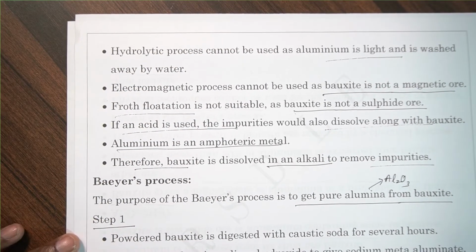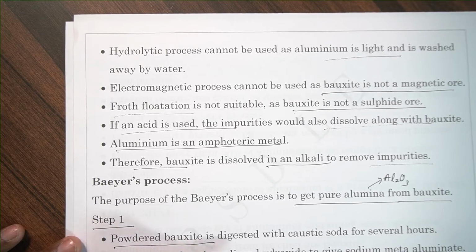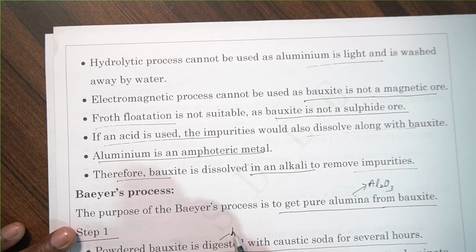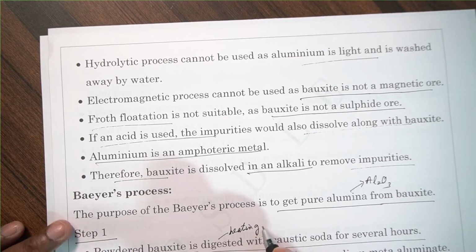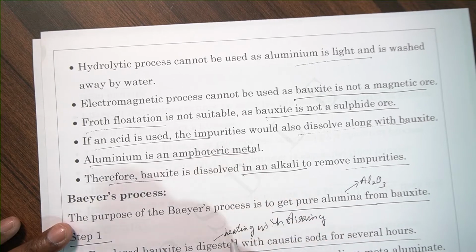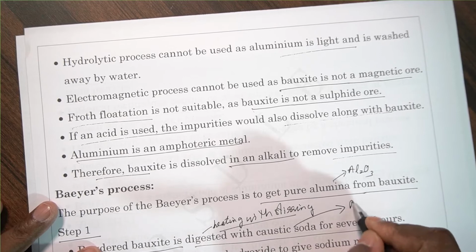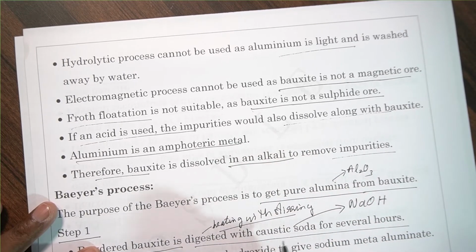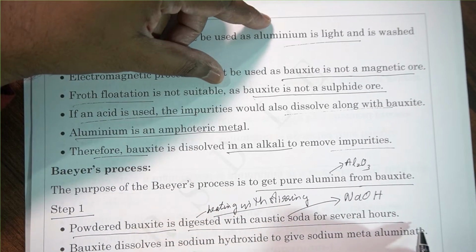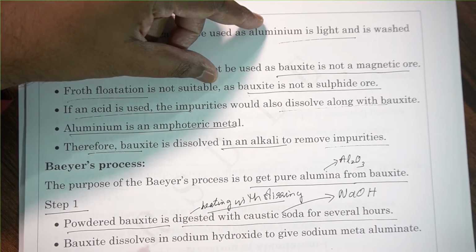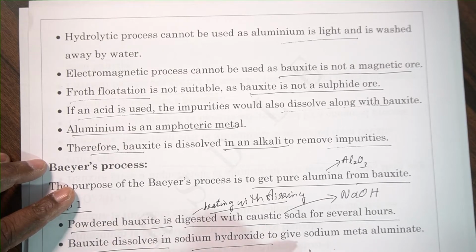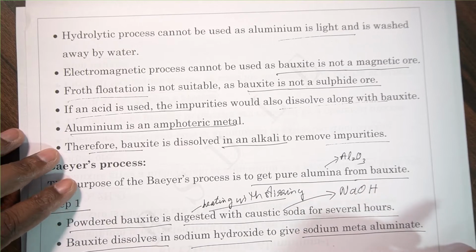Step 1. The first step is that the bauxite is powdered to a fine powder and digested with caustic soda for several hours. What is digested? Digested means heating with stirring. You keep stirring and heating for some time. What is caustic soda? It is sodium hydroxide, NaOH. The term caustic means that it produces heat when dissolved in water. That's why that term is used. So we are taking bauxite along with NaOH. Now bauxite will dissolve in sodium hydroxide because it is amphoteric, and produces a product called sodium metaaluminate.